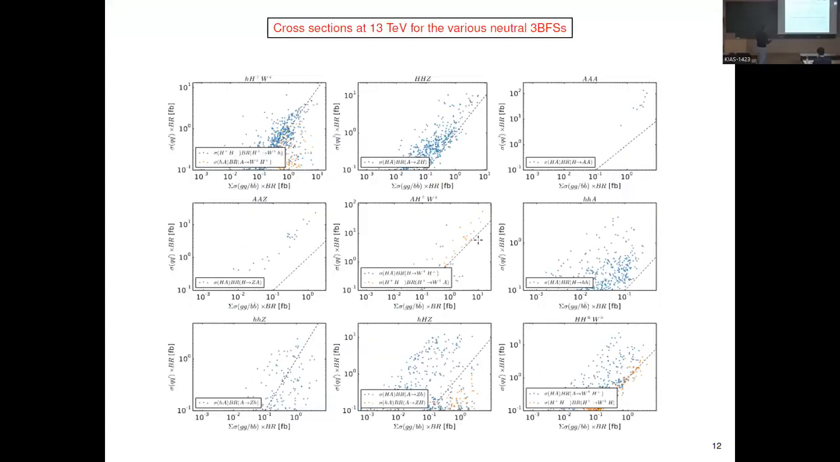Okay, so these are the neutral three-body cross sections. We can see that the cross sections through the electroweak process are, for some parameter points, significantly higher than the QCD cross sections.